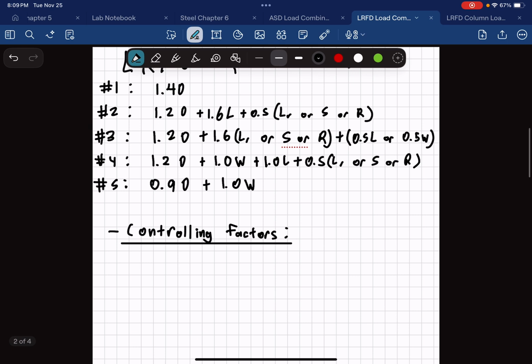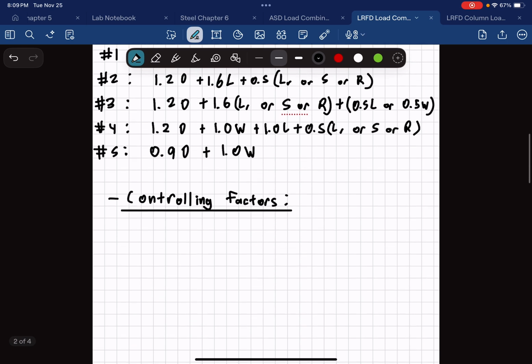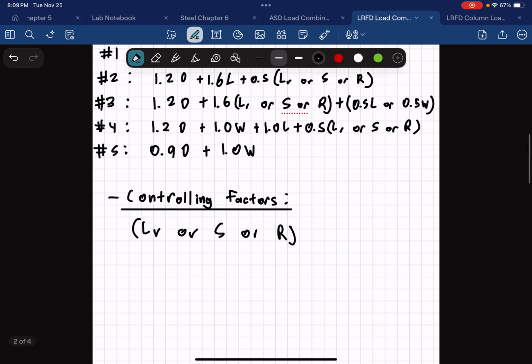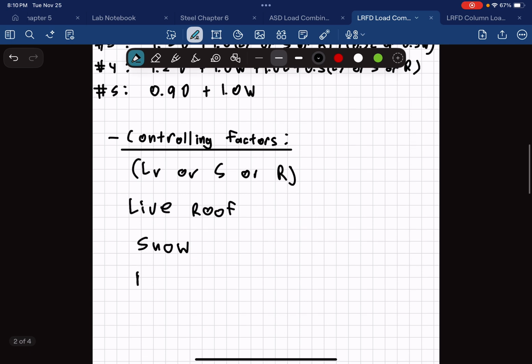So what is a controlling factor in these designs? When we're talking about controlling factors, we're going to see LR or S or R, which are 3 different types of roof loading or loading in general that could be experienced by a building. We are talking about LR, which is live roof. We have snow loading, and we also have rain loading. So let's say we have all 3 of these on a building, and say the live roof load is 30 pounds, the snow load is 50 pounds, and the rain load is 40 pounds.